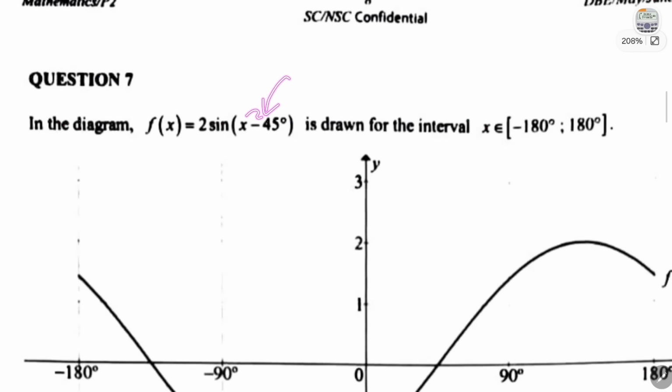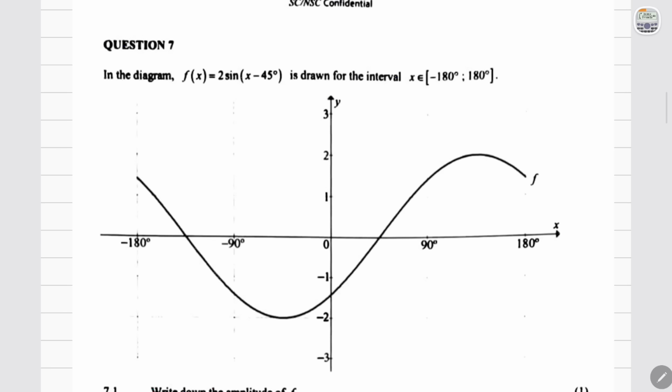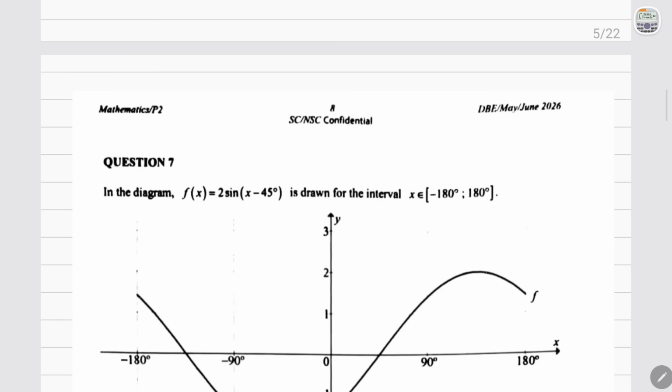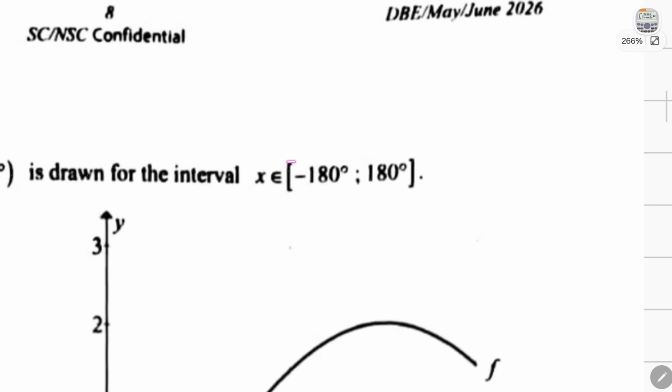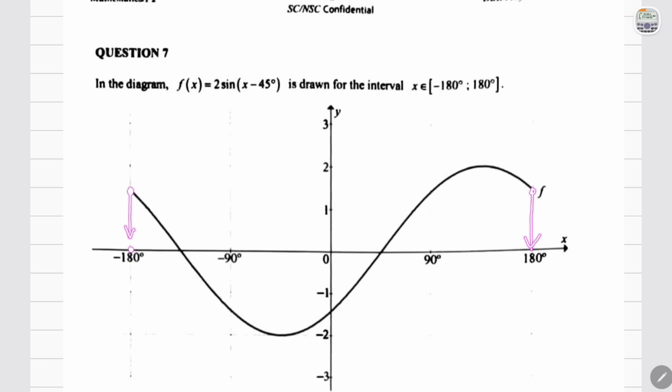When it says minus, when we are affecting the x, it means it's shifted to the right. Okay, if it says plus, it was shifted to the left. So it is drawn for the interval where x is an element of negative 180 degrees to 180 degrees. And yeah, it's also good to note that these actual values, negative 180 degrees and 180 degrees, they are included. Okay, so there's an actual point on this graph with an x value of negative 180 degrees and 180 degrees.